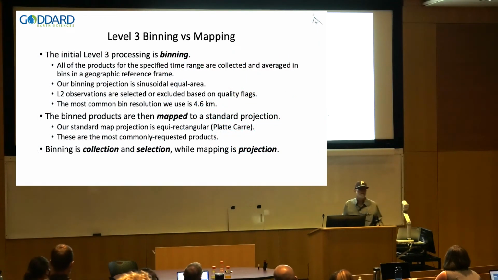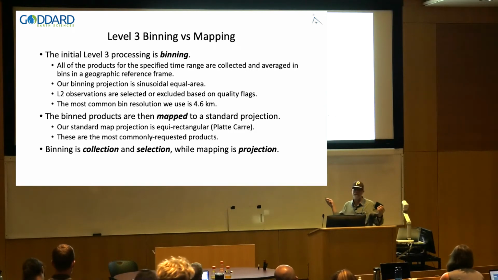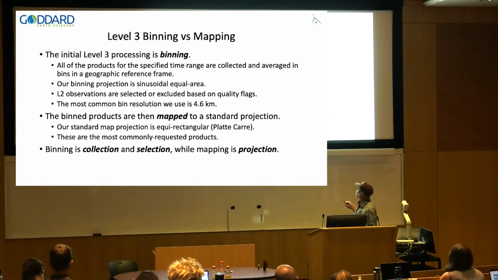Okay. So level 3 binning versus mapping. Sometimes people want to know, well, what's the difference? Why do you do both? Okay, so the first step in the level 3 processing is what we call binning. In this step, we take all of the products for a given time range. As I mentioned earlier, we normally take a day's worth of level 2 products, and we remap them onto a defined grid. Now, for our binning projection, as I mentioned, it's an equal area projection. We use a sinusoidal projection, which I'll show you in a second.